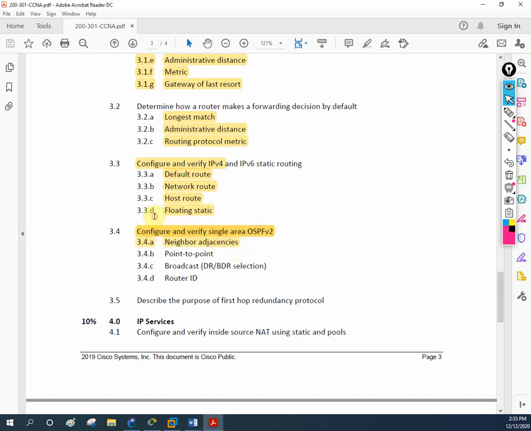Okay, so let me highlight. Router ID we already finished, and the broadcast DR, BDR we also did. So now we have point to point and broadcast network. These 2 points we need to discuss, then our OSPF will be finished.